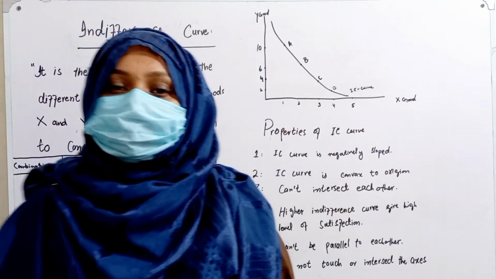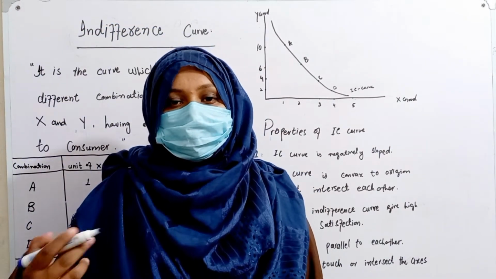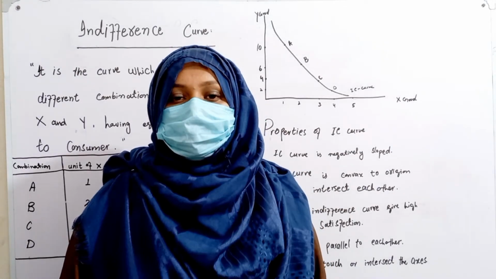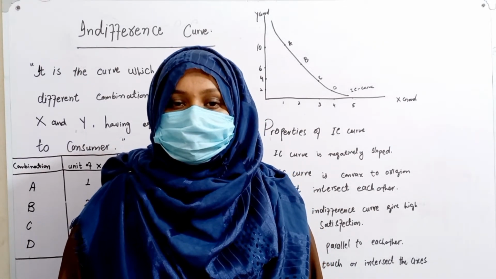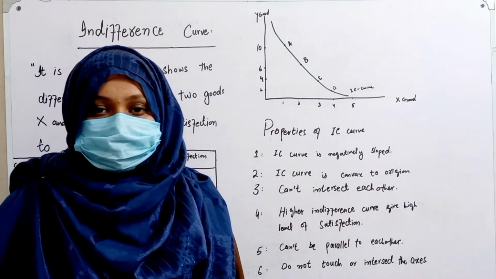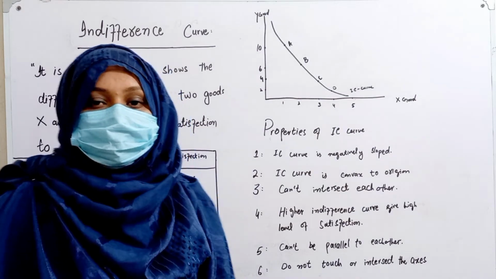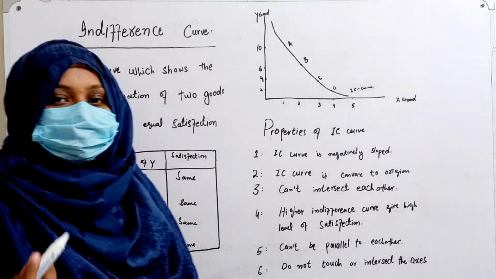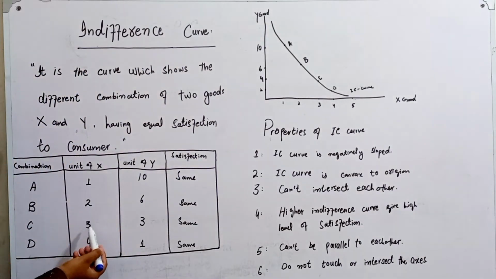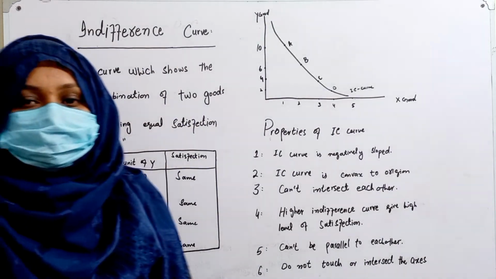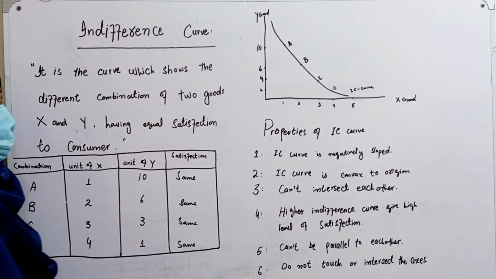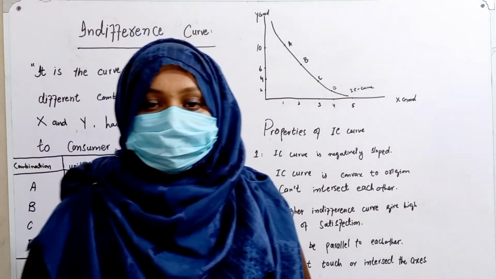And now I am going to discuss the table. In the table, we take different combinations of two goods and the level of satisfaction. The combinations of two goods are A, B, C and D. We take here the units of good X as 1, 2, 3, 4 and the units of good Y as 10, 6, 3, 1. The level of satisfaction is the same for all.